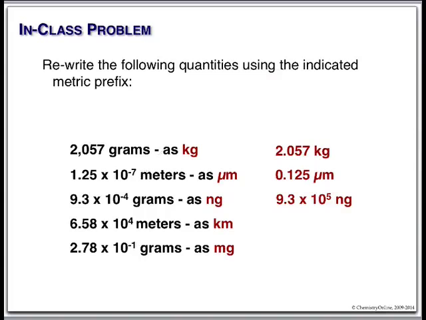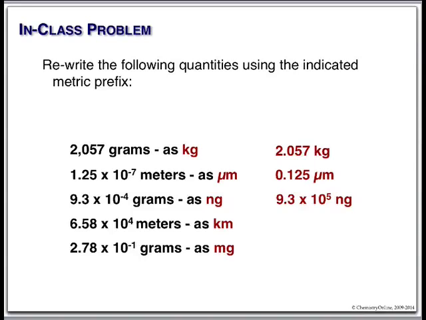Kilo, what's kilo? It's 10 to the 3rd, isn't it? So, 1 kilometer is the same as 10 to the 3rd meters. We have our given here, 6.58 times 10 to the 4th. The ratio must be meters and kilometers, with meter in the denominator.